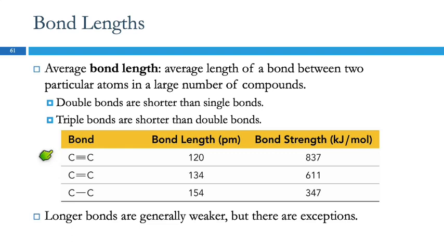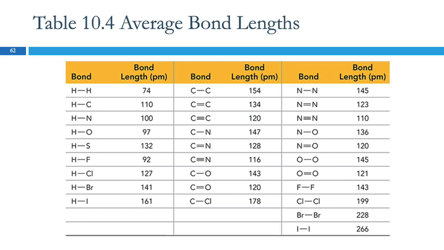Here, just looking at carbon, triple bond has a length of 120, strength of 837. Single bond, the bond length is longer and the strength is less. So if you think about it, when those atoms are close together and held by more bonds, it's harder to break them apart. A triple bond pulls them in really close. Longer bonds are generally weaker, generally. This is just some average bond lengths.